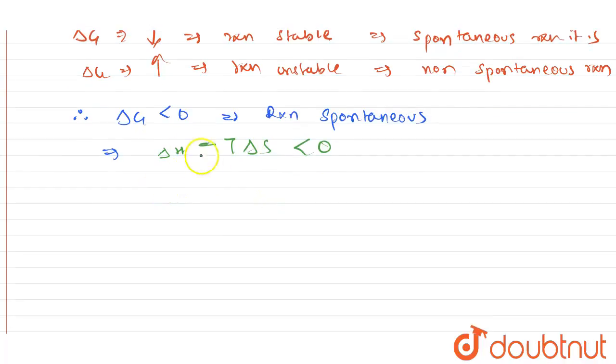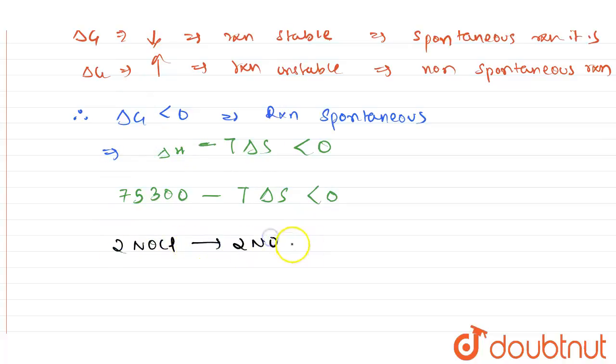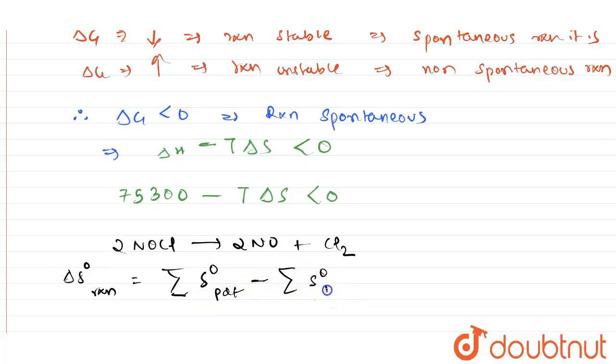From this, we know that delta H value is 75,300 joules, written as 75.3 kilojoules. So 75,300 minus T delta S. We need to find out for the reaction becoming non-spontaneous. T delta S value is not given, so we can find that from the reaction we have, which is 2NOCl giving 2NO plus Cl2. Delta S naught of the reaction can be found by the summation of S naught of the products subtracted by S naught of the reactants.